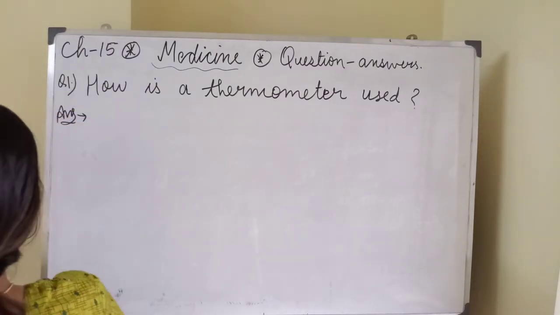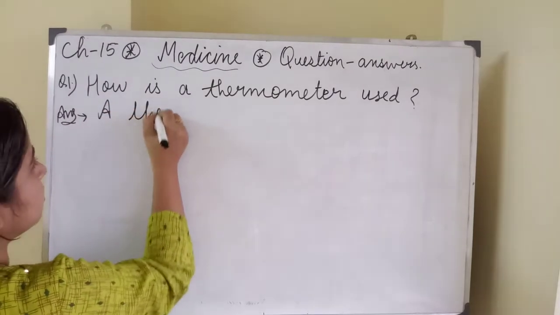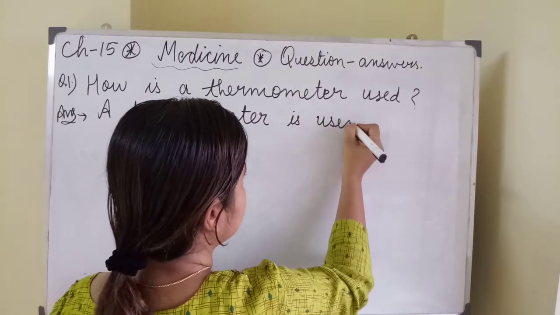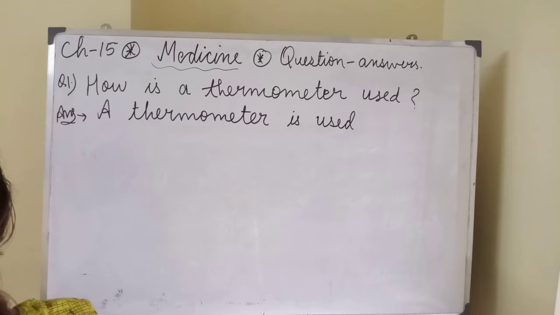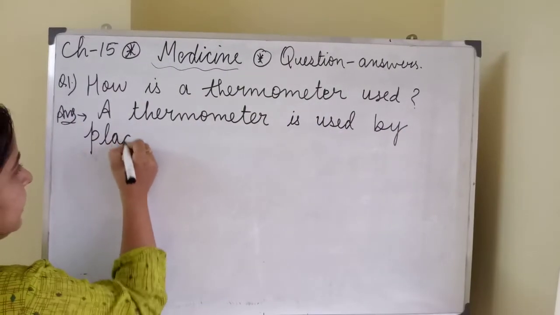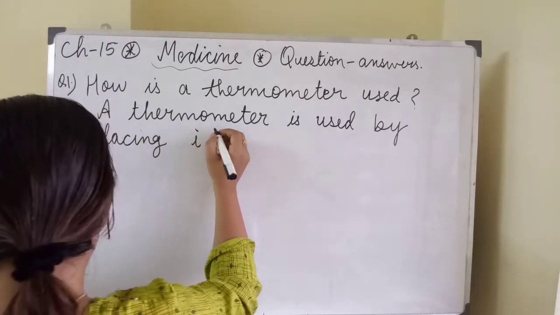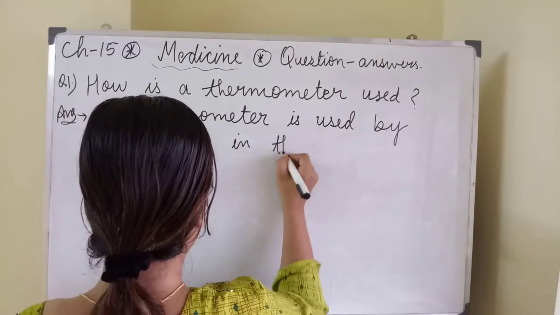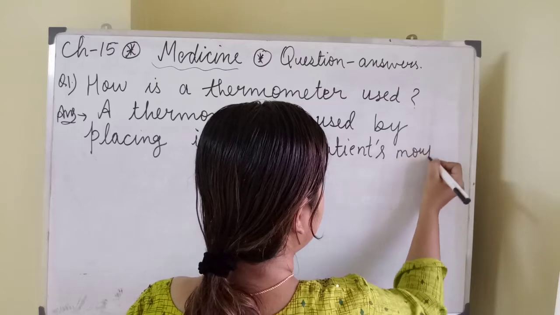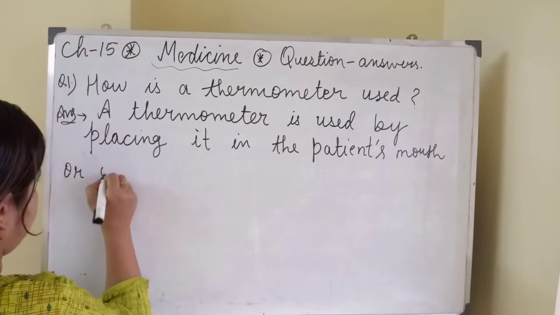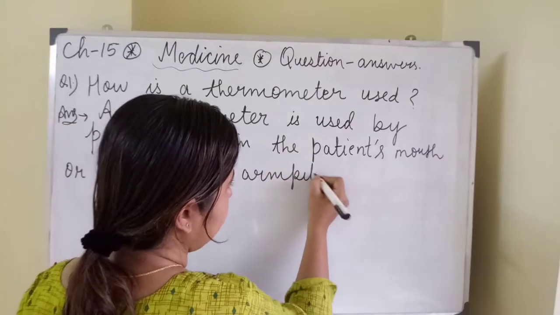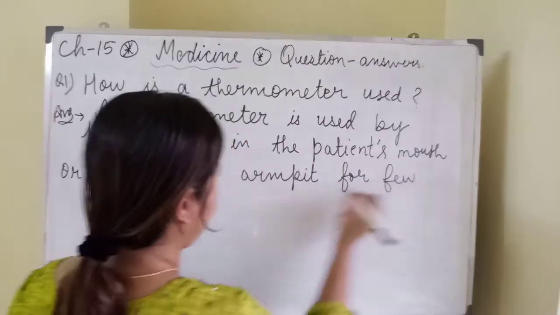Answer: A thermometer is used by placing it in the patient's mouth or under the armpit for a few seconds.